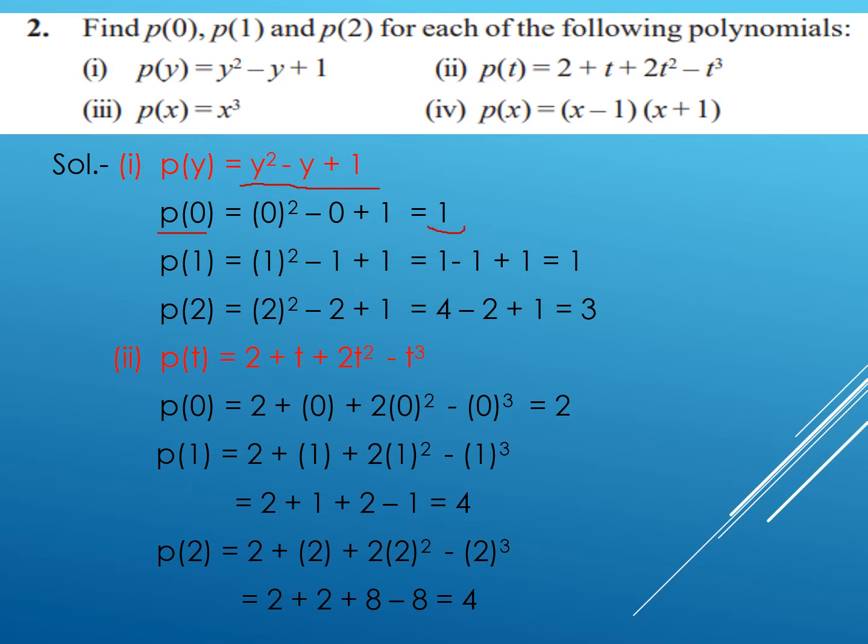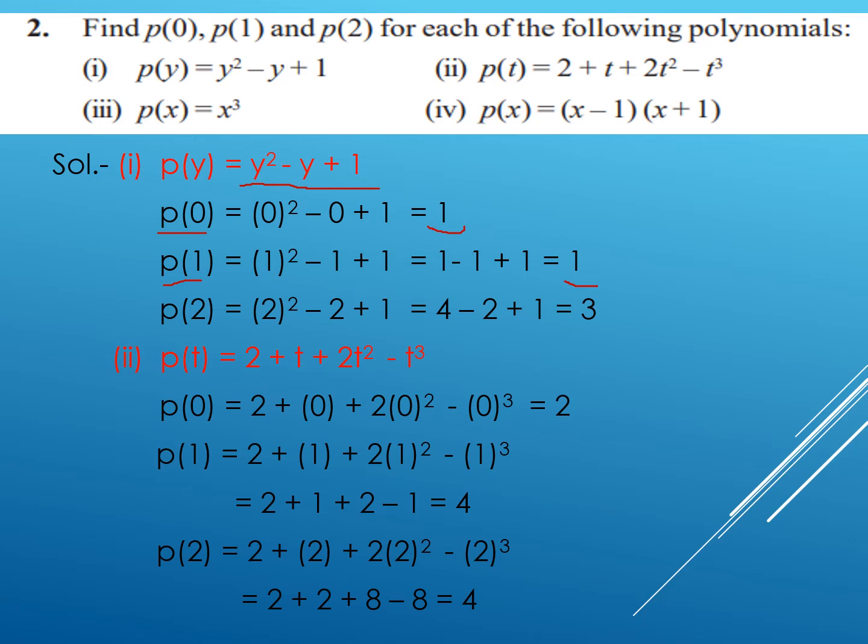Now we have to find the value of p(1). p(1) means the value of the variable is 1. Now we will put the value of the variable as 1. We will get 1 square minus 1 plus 1. After solving it, we are getting the final answer as 1. That means the value of the polynomial p(1) is 1.